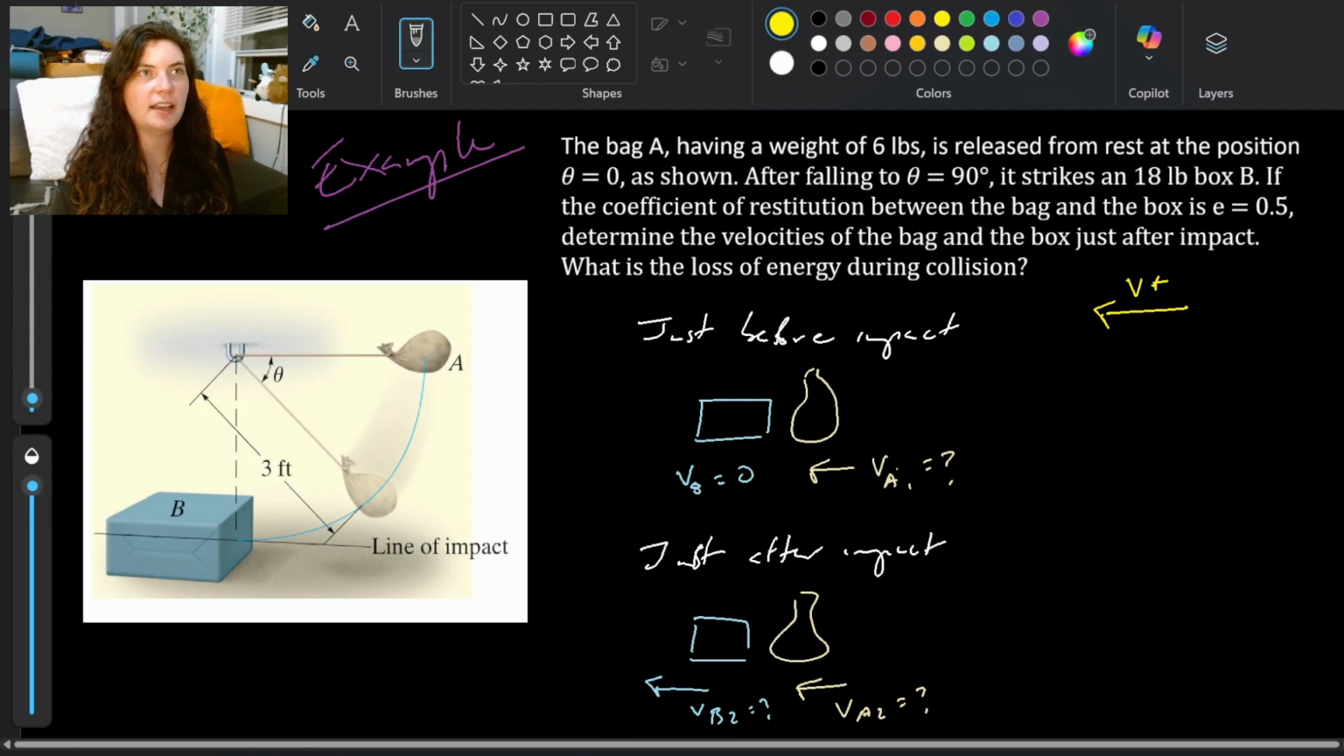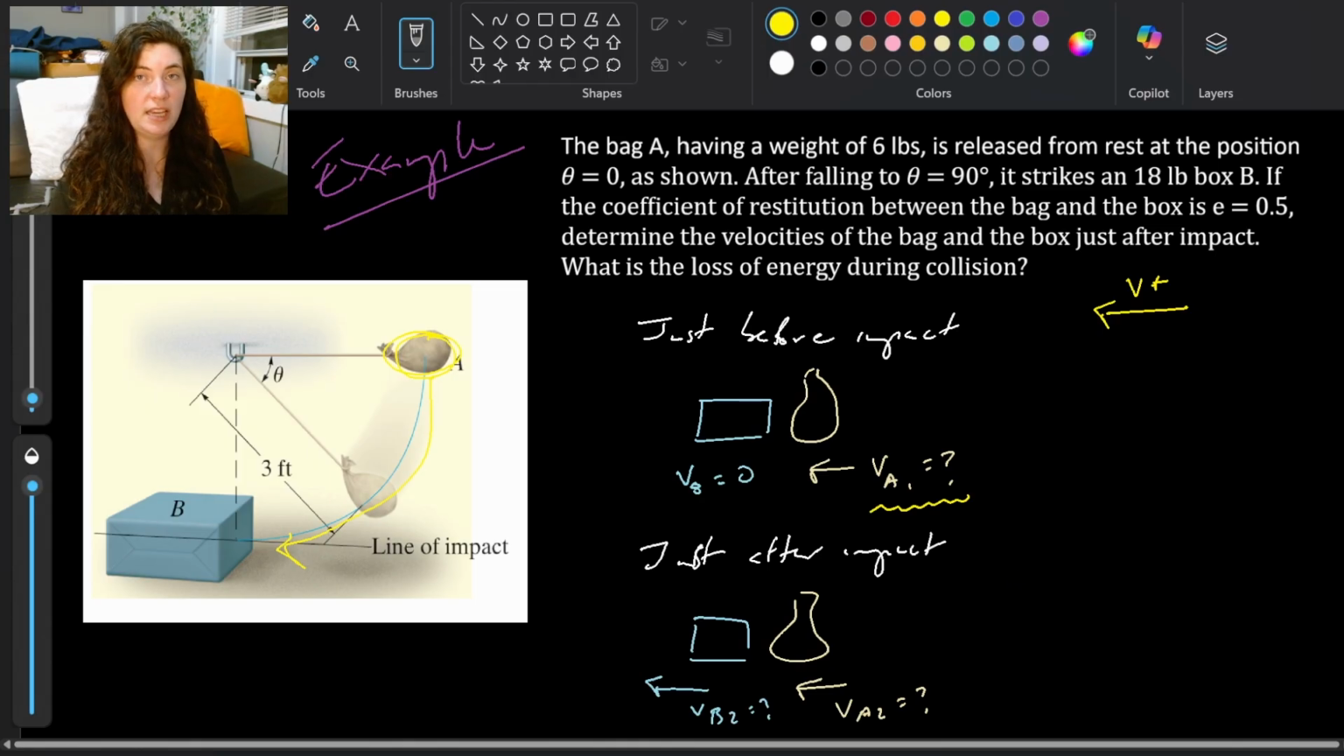And then I come up on this guy right here. I don't actually know what that velocity is right before impact, but I have a whole bunch of other equations in my tool belt that I can use to figure out what that speed is, if the bag at A comes from rest and swings down here.